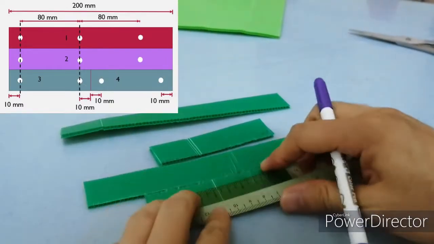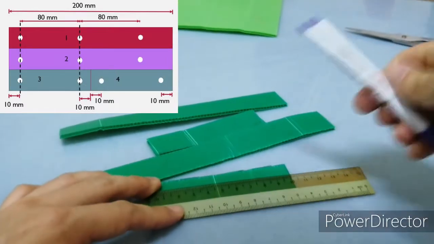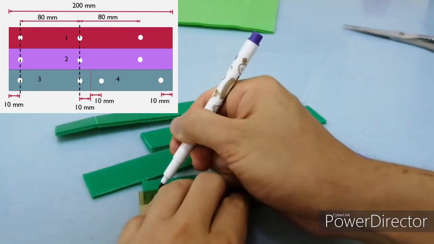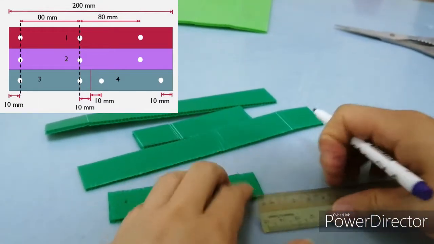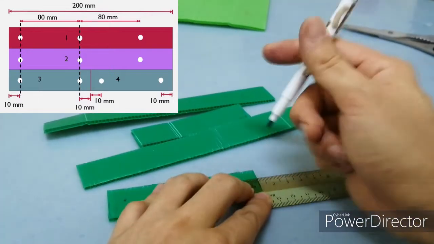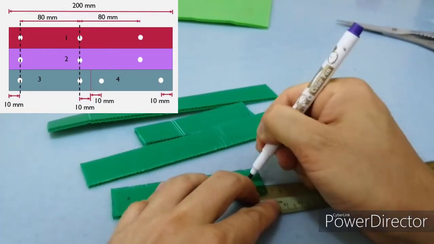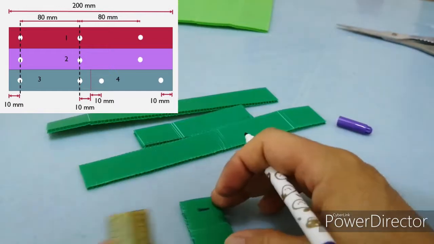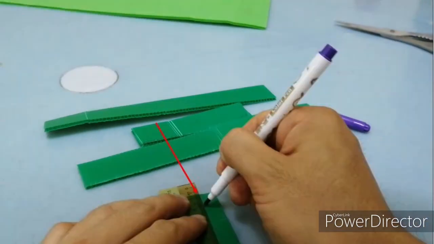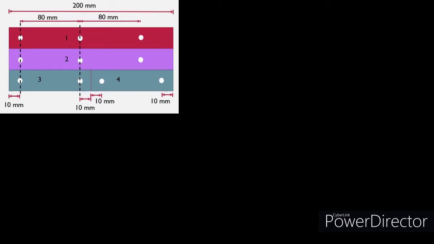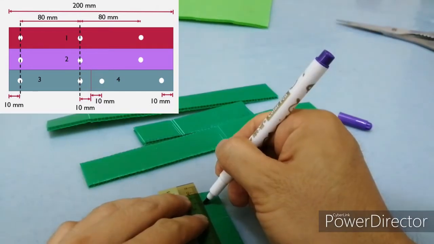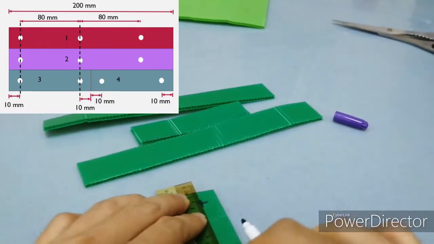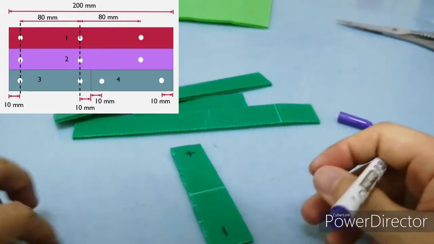Now is the time to mark the holes. All the holes are 80 millimeters apart. Here I use eyeballing to estimate the center position of the strip. You may want to use a ruler to help you. I like to use crosses to help me mark the position better.